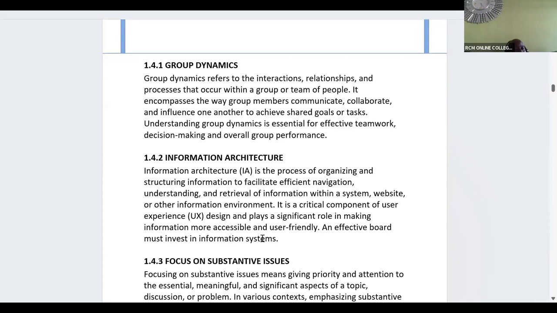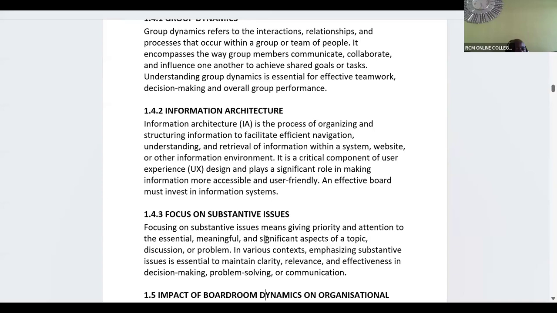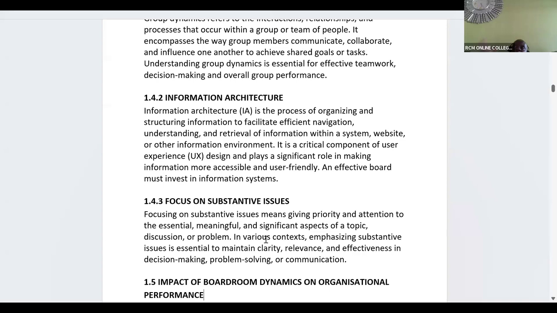Ladies and gentlemen, an effective board must focus on substantive issues. When you go to a board, ladies and gentlemen, it is about what will be able to drive this wheel. So the agenda must be on substantive issues. Materiality, are they material?